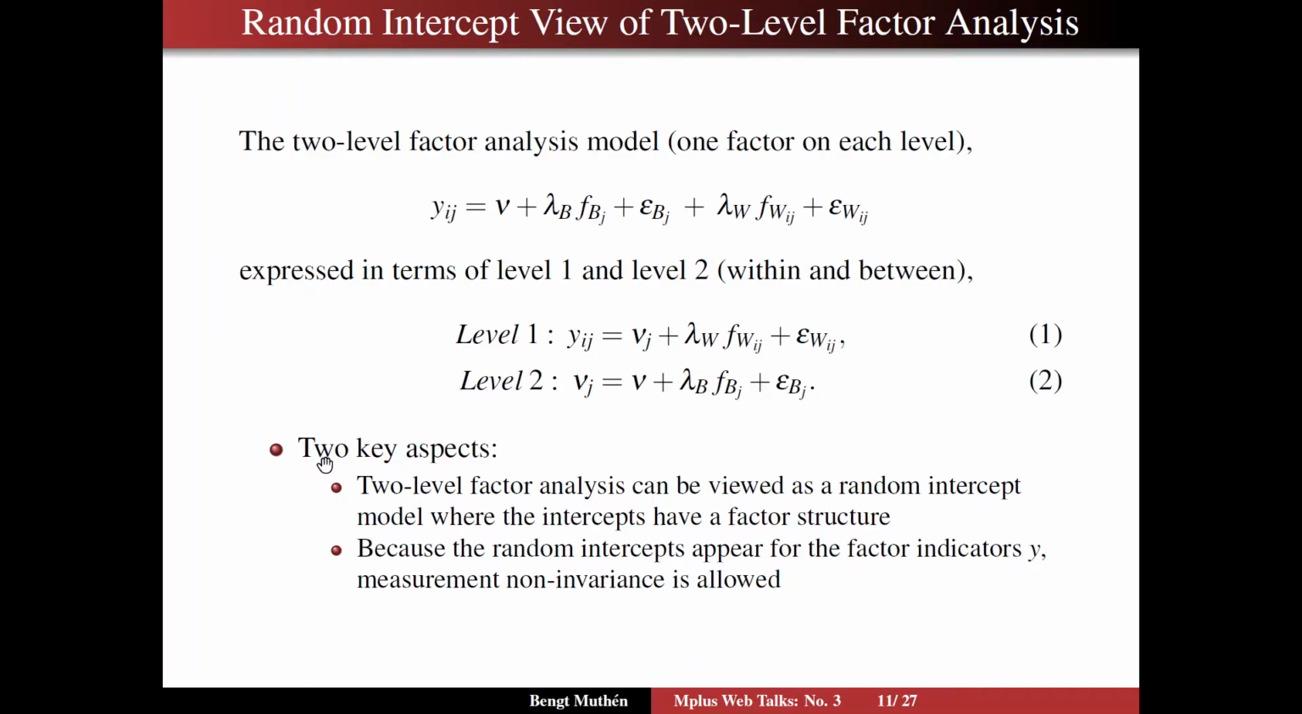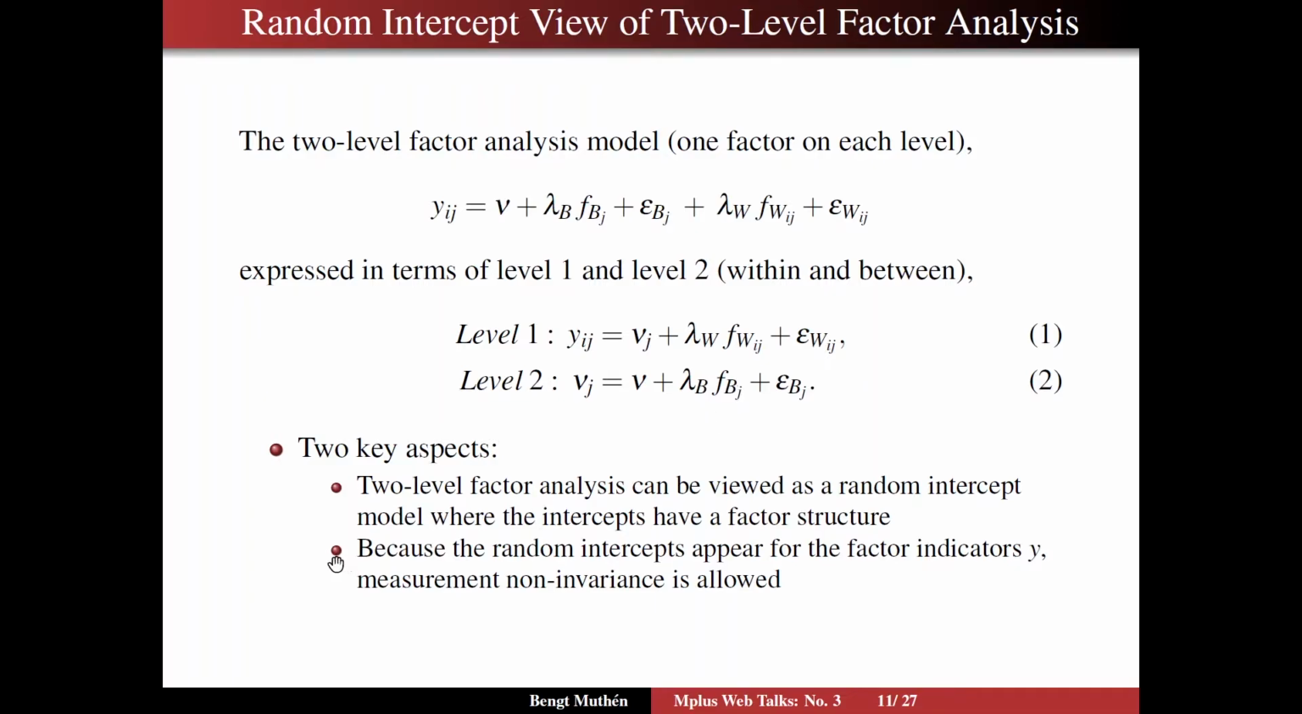So 2 key aspects. 2-level factor analysis can be viewed as a random intercept model where the intercepts have a factor structure. You don't have to have a factor structure. You can have just totally freely correlated intercepts if you want to. But very often you can reduce the dimensionality into 1 or a few factors.